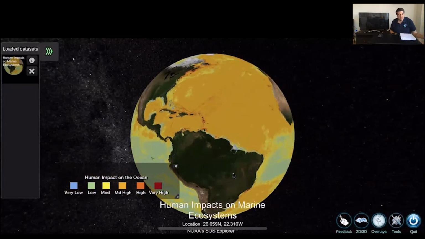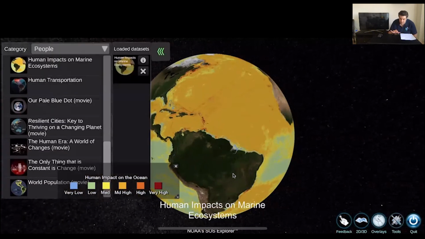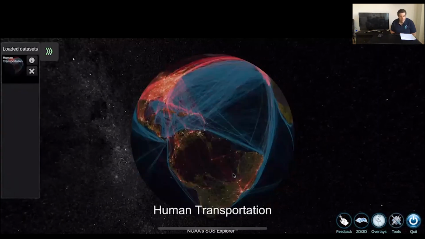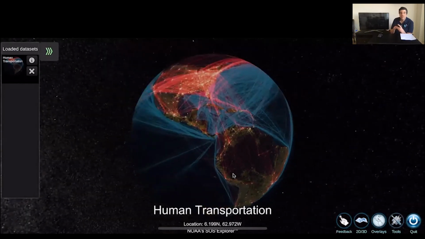So the next data set is one that I've shown a few times at the Science Center, and it's actually right next on the list there in the people section. And this is human transportation. So it's kind of showing the human footprint of global transportation by land, in the air, and by sea. It's just a way to show how interconnected all of us here on Earth are.